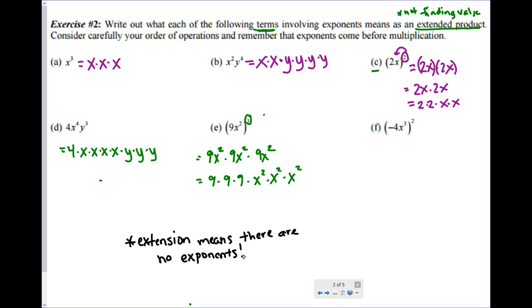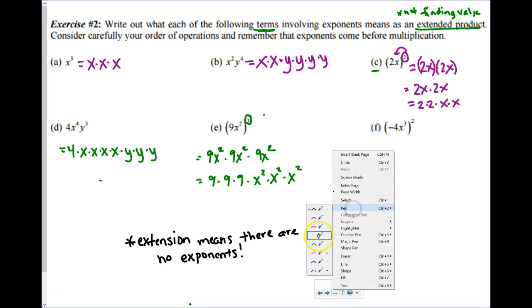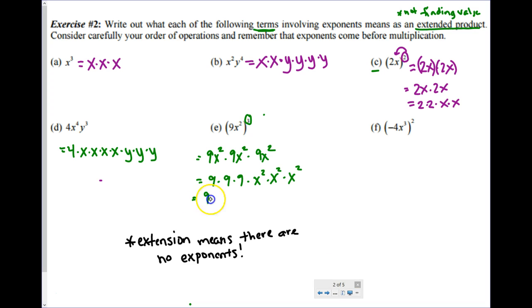So I still see exponents in problem E, so I've got to get rid of them. I'm going to keep the 9 times 9 times 9, but each of these x squareds breaks up into how many x's? 2. So I've got times x times x, times x times x, times finally x times x. So I've got 6 x's, and that's my final extension.